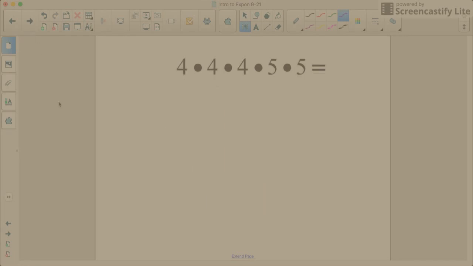Our next one, how many sets of bases do we have in this one? I see 2 sets of repeating numbers. I have 4, and I see that we have a 5. We have 1, 2, 3 4s. So I'm going to give myself my exponent 3. And 1, 2 sets of 5.